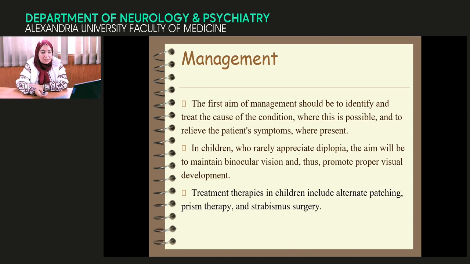Regarding the management of the sixth nerve palsy, the first aim of management should be to identify and treat the cause of the condition, yani the etiology, where this is possible. And to relieve the patient's symptoms, because in that case the patient will have squint and blurred vision. Because of that, we must relieve the patient's symptoms.